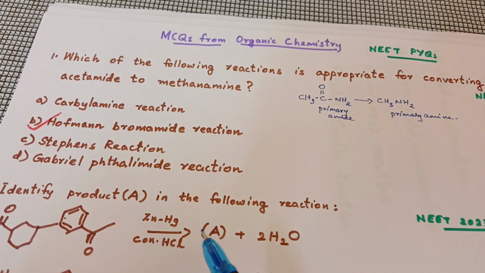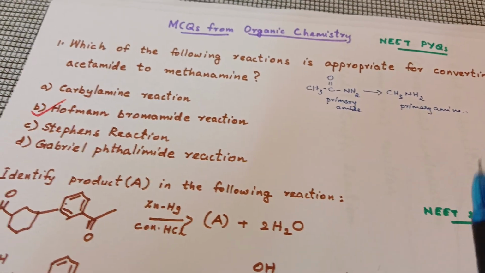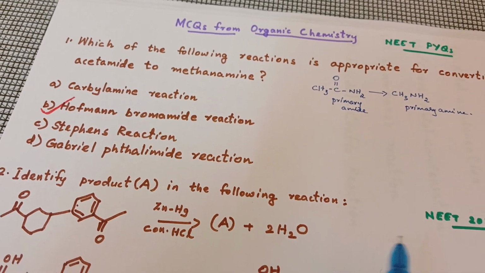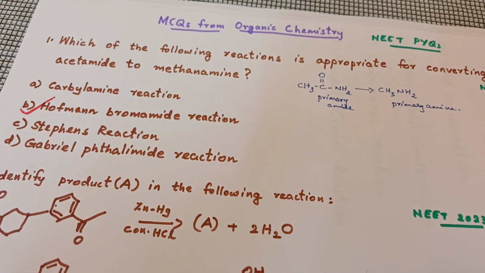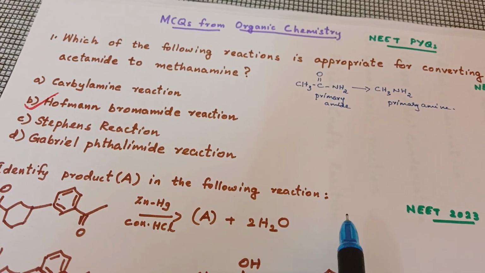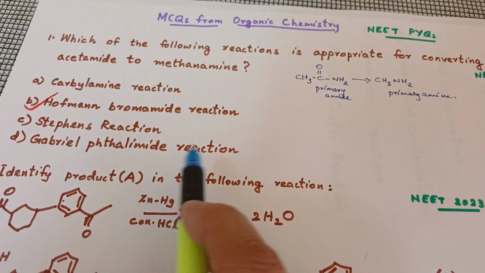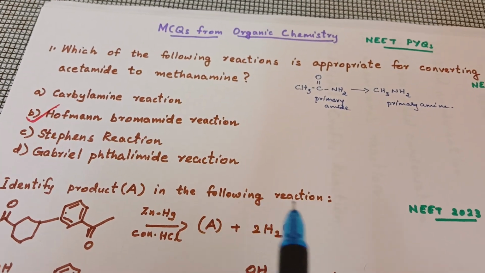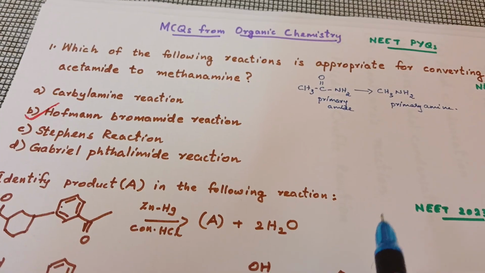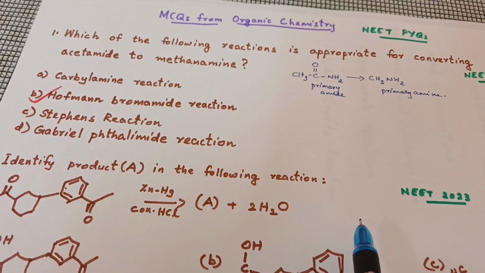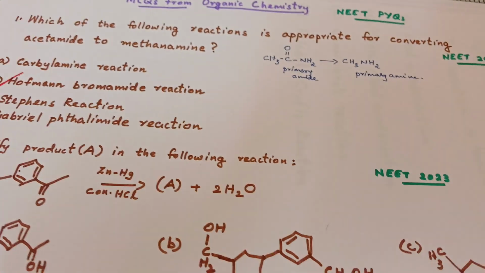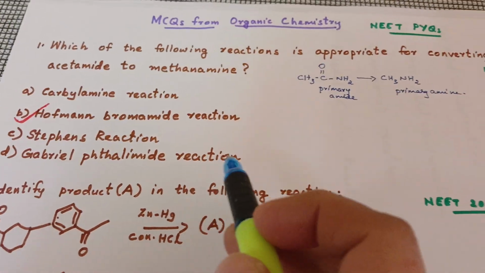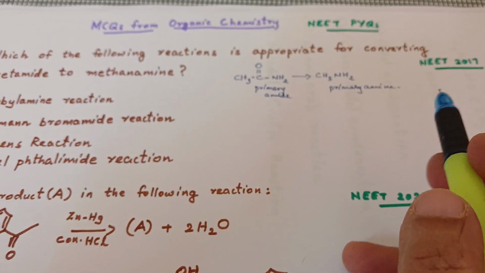What about the other two? Stephen's reaction, that is for nitriles, partial reduction of nitriles. RCN will become RCHO aldehyde using tin chloride SnCl2 and HCl. That is Stephen's reaction. Then Gabriel phthalimide reaction, that is for preparing pure primary amines from alkyl halides, where you are using potassium phthalimide. So option B is the correct choice in the first question. So that is a NEET 2017 question.